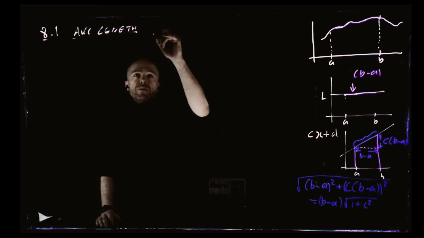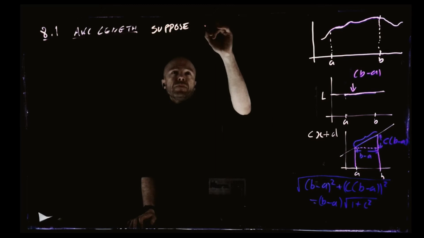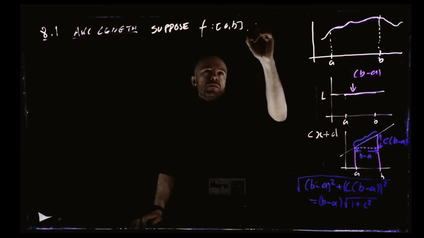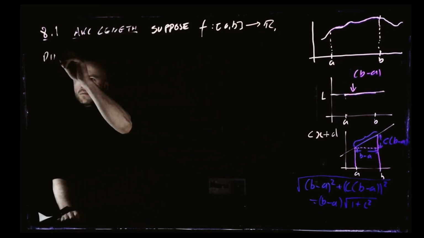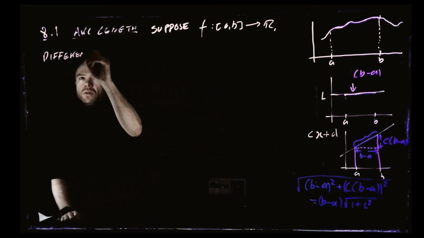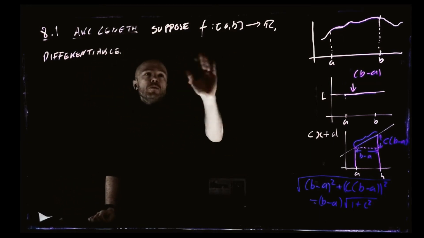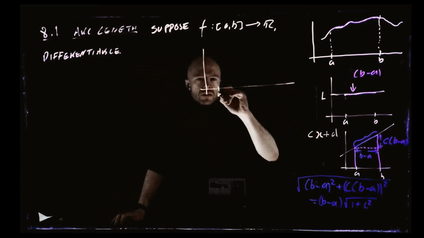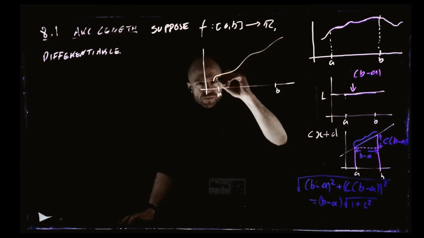So suppose we have a differentiable function f from a to b, differentiable. And we want to understand its arc length. Let's draw a picture. Suppose it does something like this.